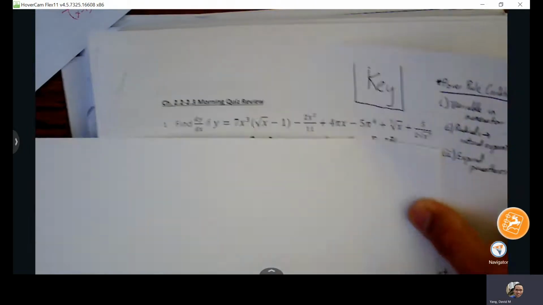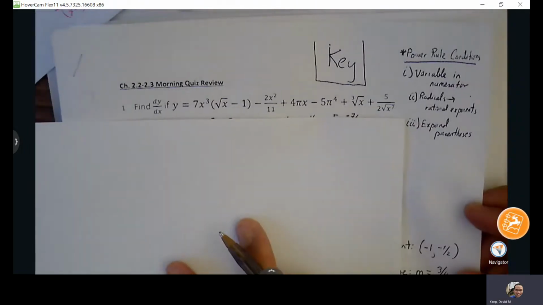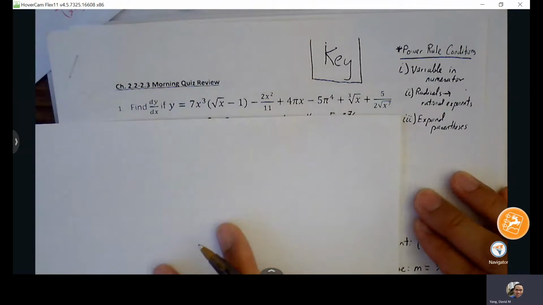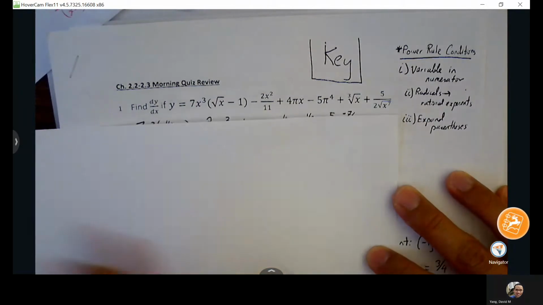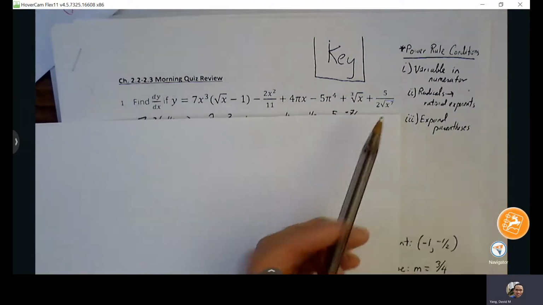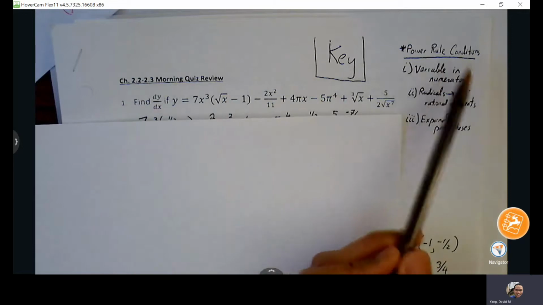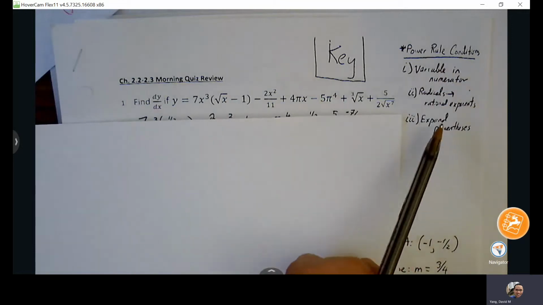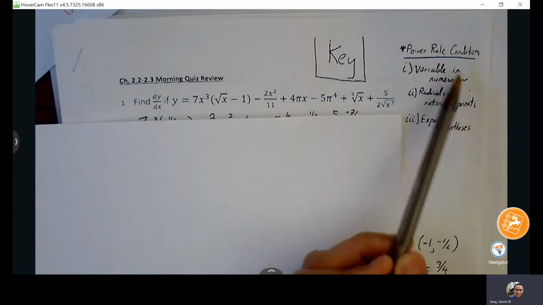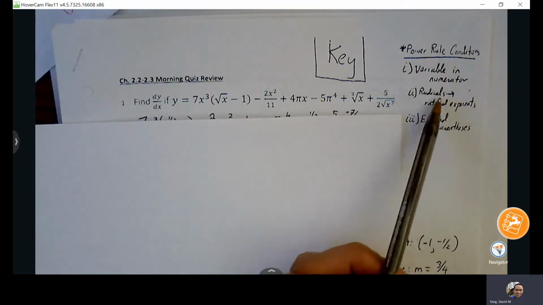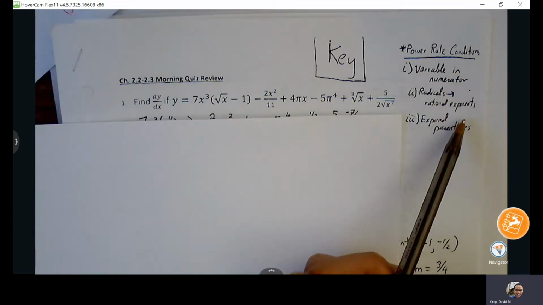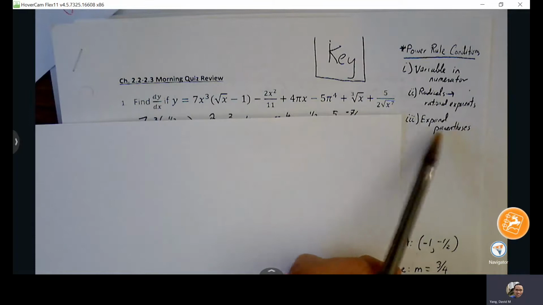Okay, so let's start going over number one. Number one is purely a power rule problem, but we want to make sure that we fulfill all of our power rule conditions. So variables have to be in the numerator, radicals need to be converted to rational exponents, and we have to make sure that all of our parentheses are resolved. Okay, so we have to expand everything out.